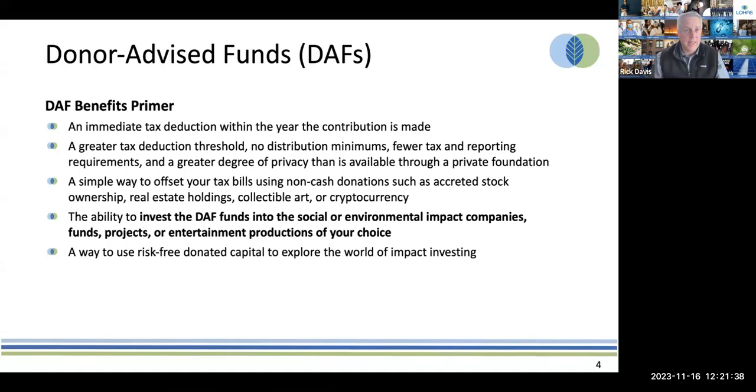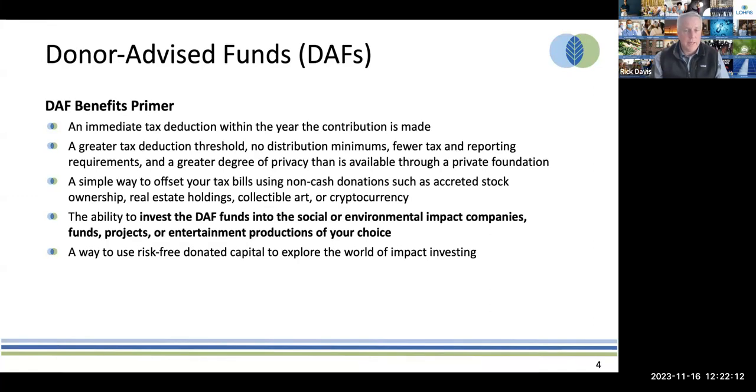Or how much money needs to be spent at any given time, which makes it very different than, say, a traditional foundation. There's also often a greater tax deduction threshold, no distribution minimums, as I mentioned, fewer reporting requirements, and a great degree of privacy compared to a typical private family foundation. So they have become, and probably this should be a bullet on this page, the most commonly used philanthropic avenue in the United States.